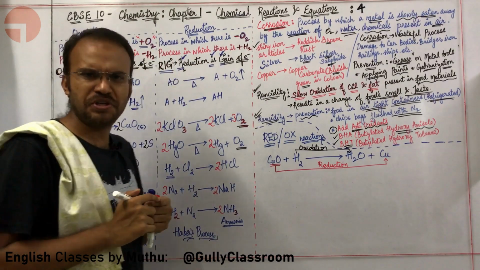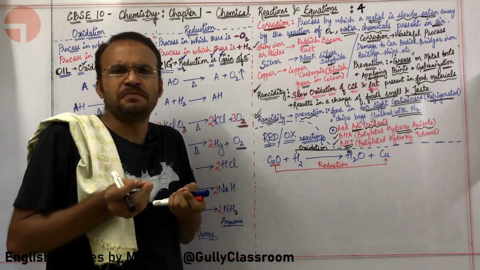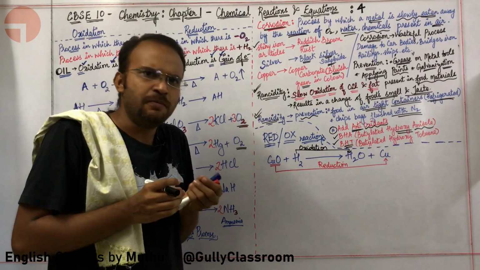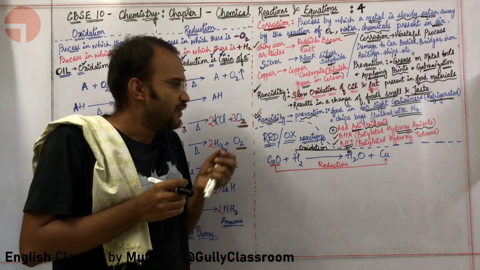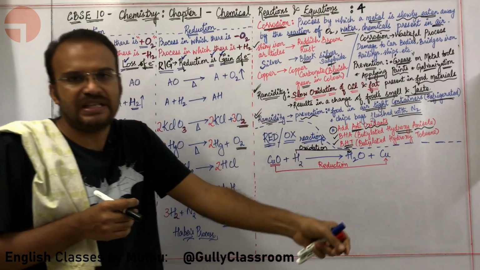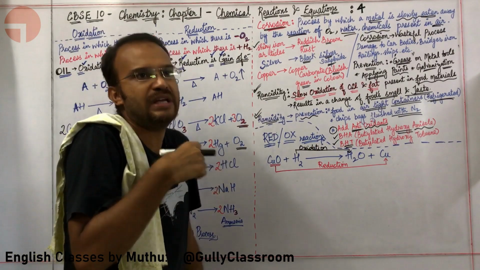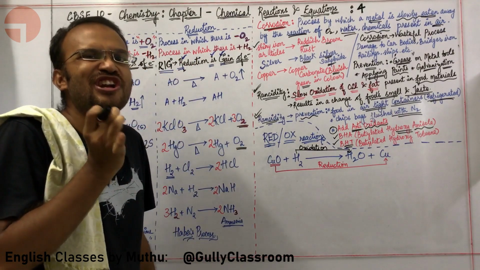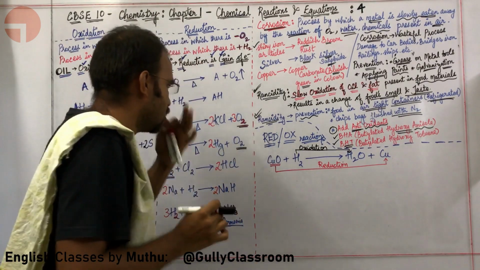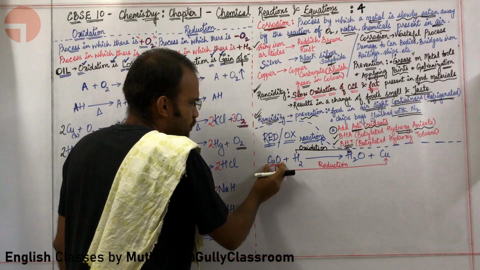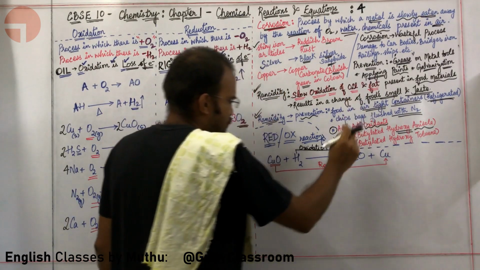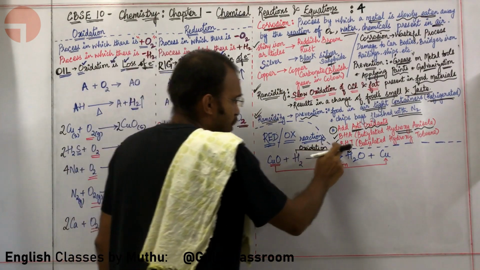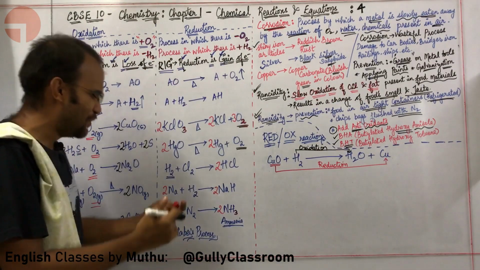Sir, what is species? Species means simply an element or compound which is participating in the reaction. An element, a compound, an ion which is simply participating in the reaction can be generally called a species. So here the CuO species is getting reduced to Cu. H2 is getting oxidized to H2O. Beautiful sir.